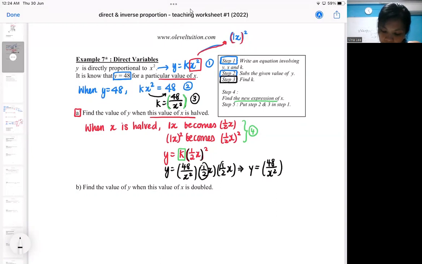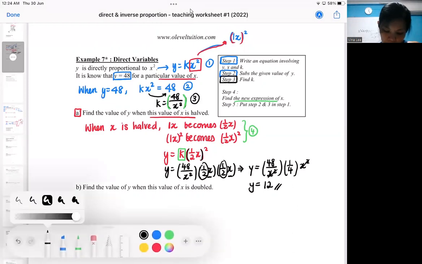Half times half will give you a 1/4. X times x will give you x squared. That actually helps you to cancel. And you can punch the calculator. So eventually, when we halve the x, y becomes 12.